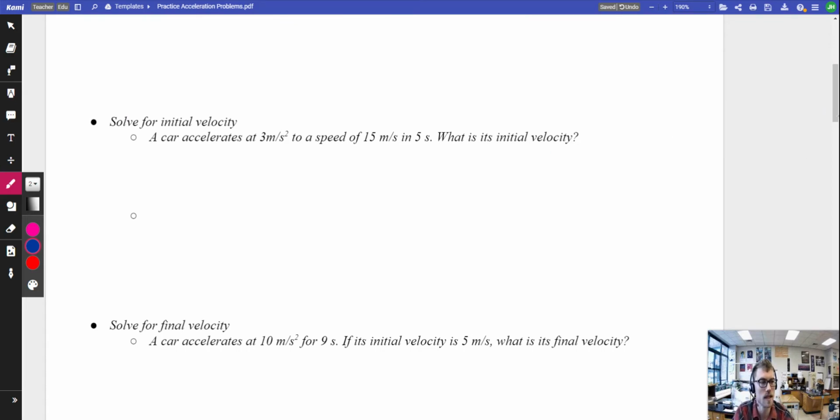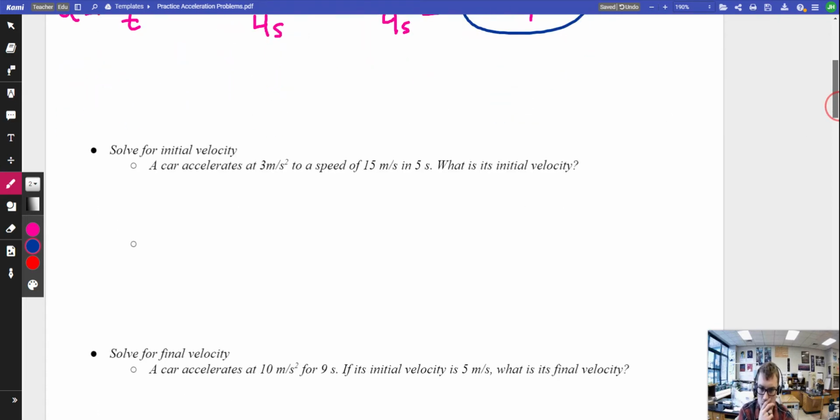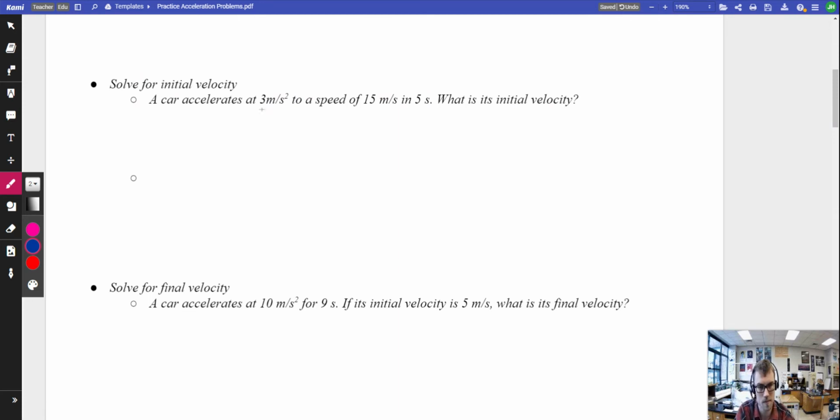Okay, next one, solving for initial velocity. Solving for initial velocity is going to take a couple extra steps, but let's make sure we start off the right way. Acceleration is equal to VF minus VI divided by time. A car accelerates at 3 meters per second squared to a speed of 15 meters per second in 5 seconds. What is the initial velocity?